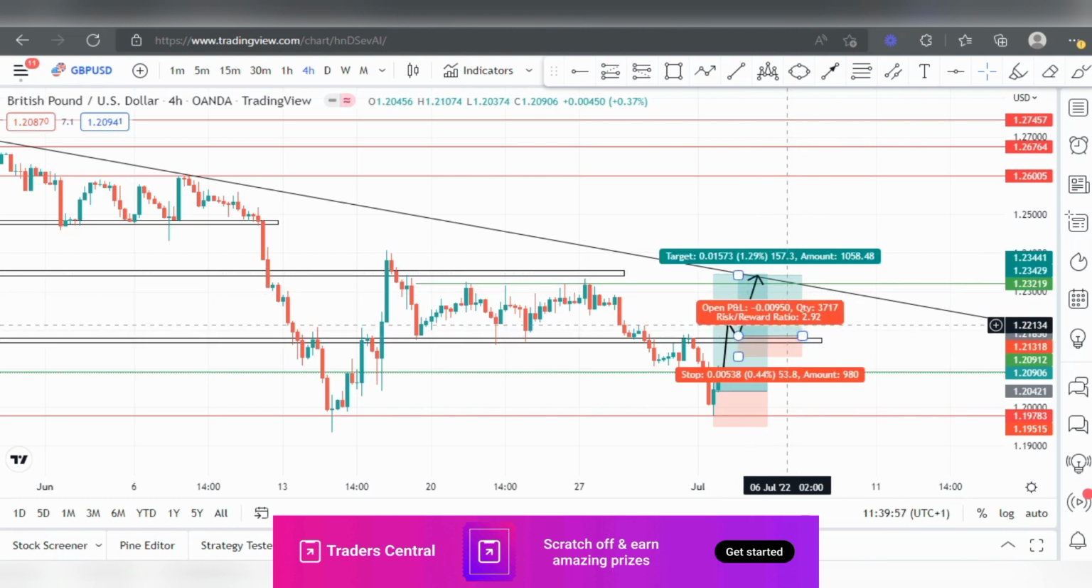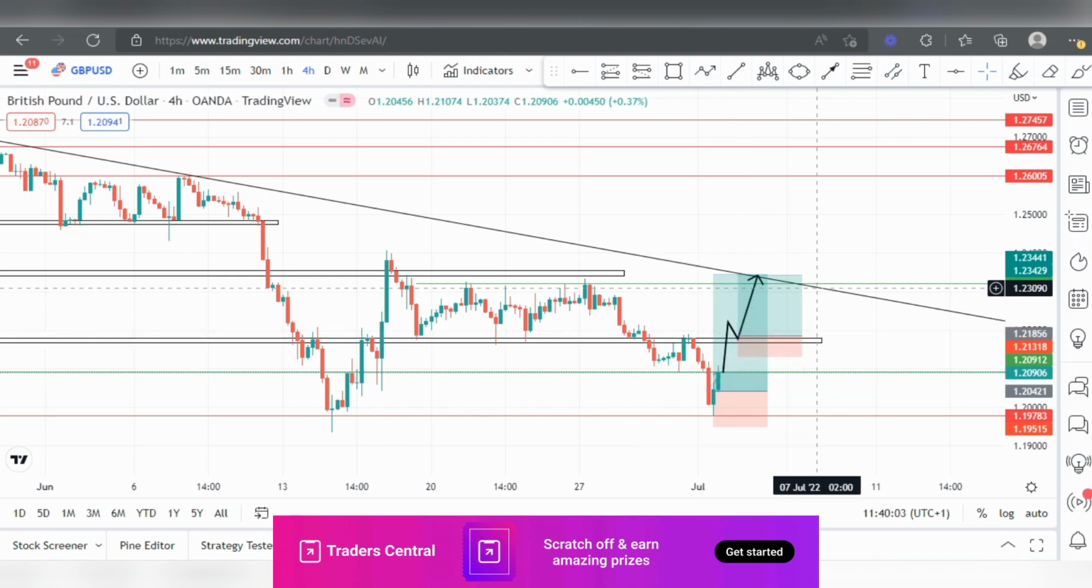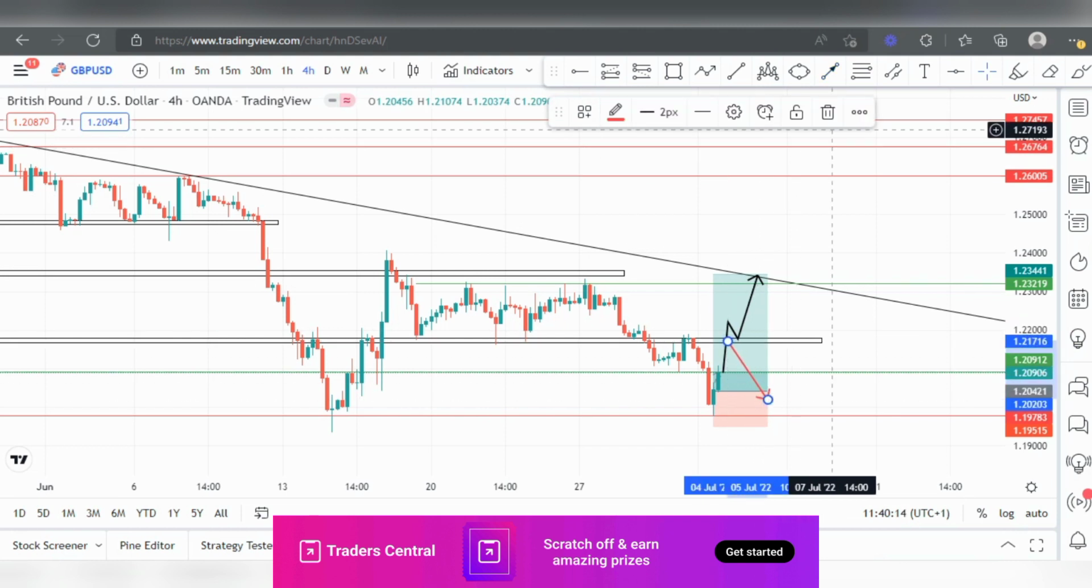The reason why I'm saying you should be patient when price gets there is because price may reverse from that resistance area as well. It doesn't always mean that price would break through that area. There could possibly be a reversal to the downside, so you have to be careful. If price reverses to the downside, then we can also look to capitalize on that as well.